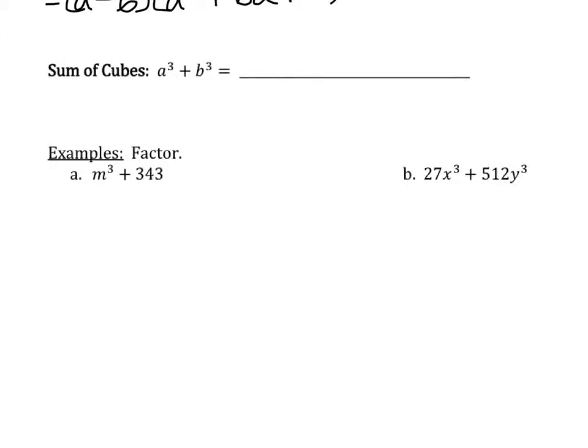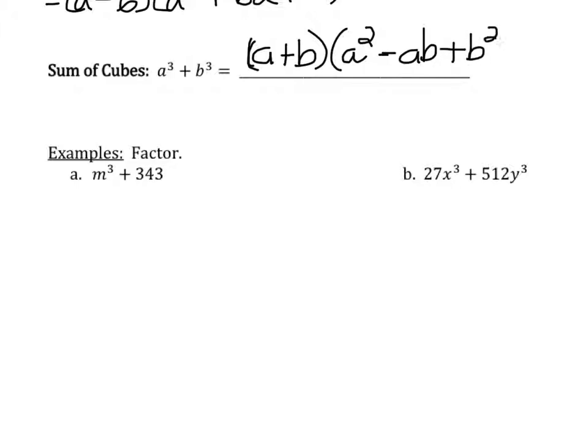All right, and the formula for a sum of cubes is very similar to the formula for a difference of cubes. The only difference here is that it's going to start out with an a plus b, and it's going to have an a squared minus ab plus b squared. All right. So the differences in signs are here. Instead of a minus like we did with the difference of cubes, we have a plus. And here, instead of a plus, we have a subtraction.